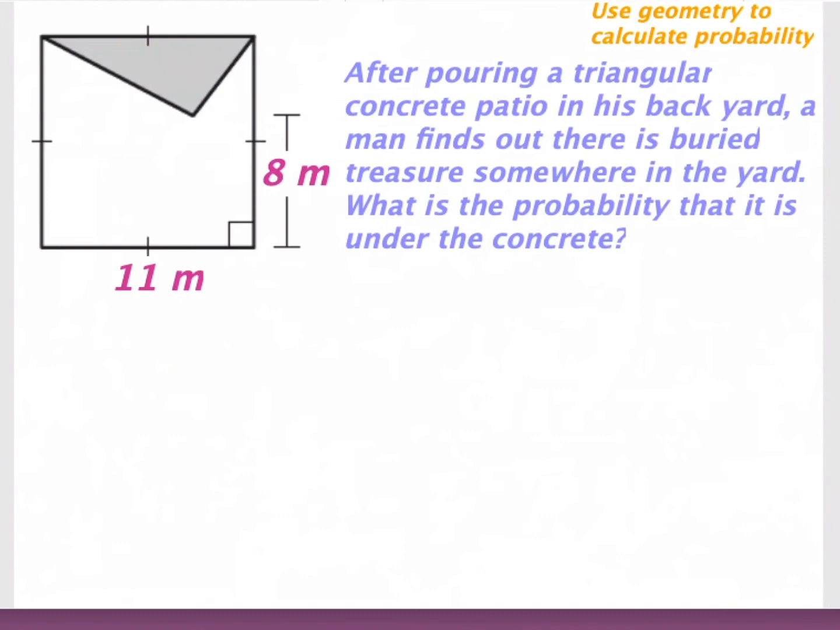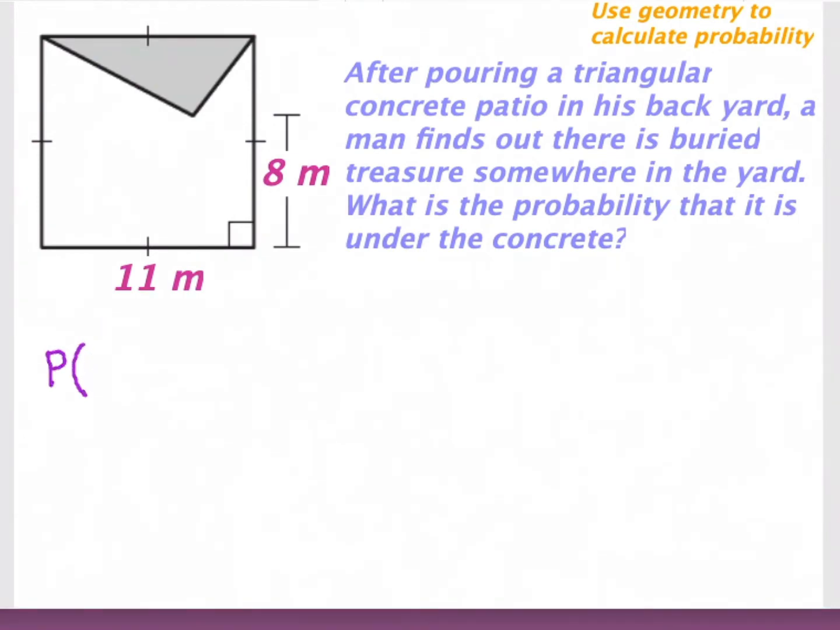Here's another 2D one. It's going to be an area thing. After pouring a triangular concrete patio in his backyard, a man finds out that there's buried treasure somewhere in the yard. Doesn't that always happen after you pour the concrete patio? What's the probability that the treasure's under the concrete? That'd be some terrible luck.